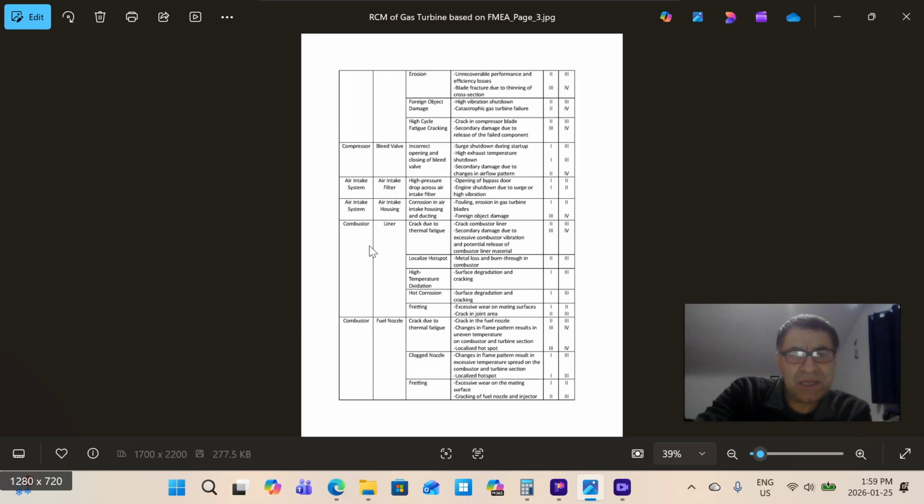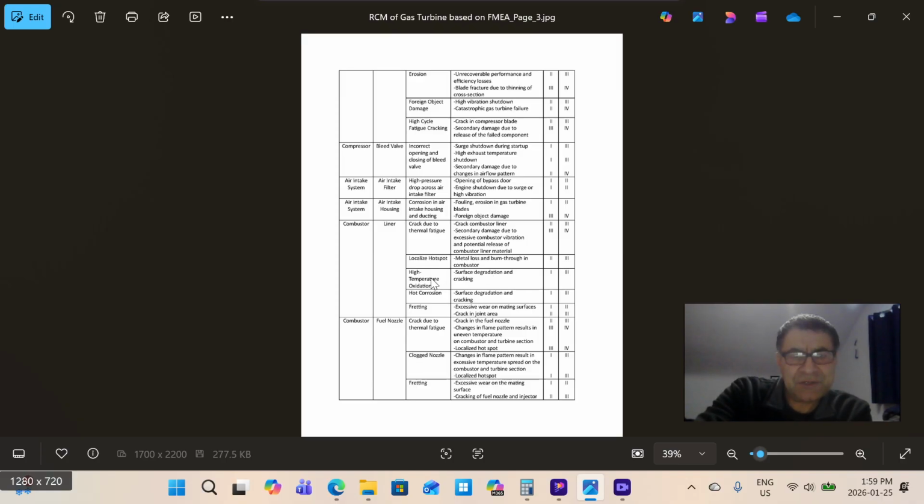Combustor, and subcomponent of the liner: localized hotspots. For localized hotspot, the failure effect is the metal is lost and burned through the combustion because of high temperature, and unmitigated probability is high.